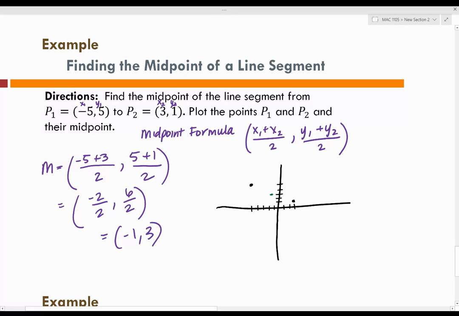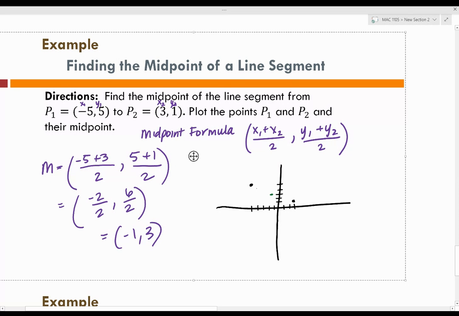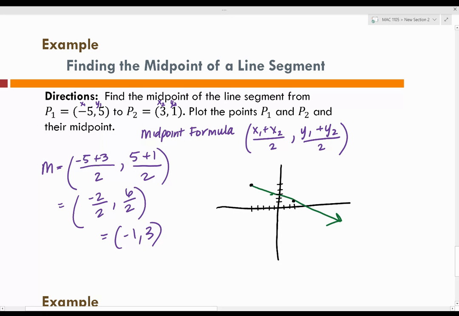My picture isn't perfect because I'm on a tablet, but you can see for the most part that point falls in the middle. So if we were to connect them and draw a line through all of them, there's our point, and there's our midpoint.